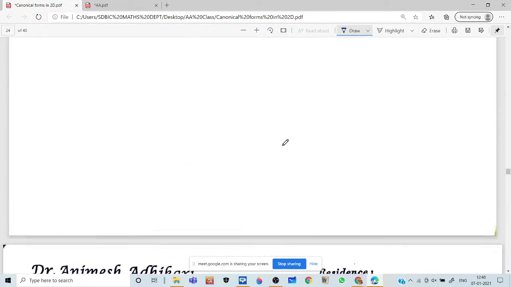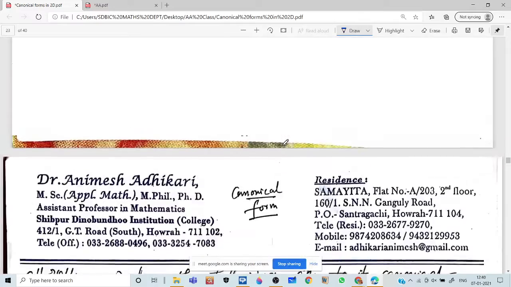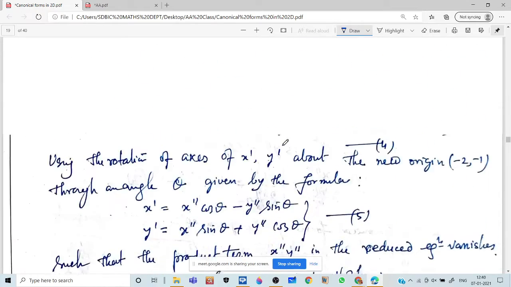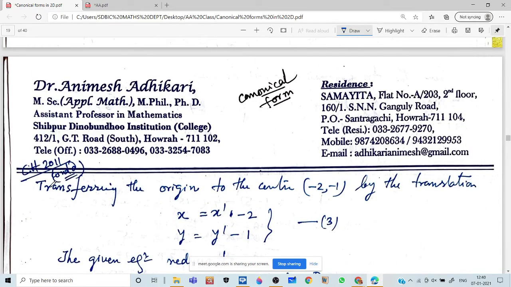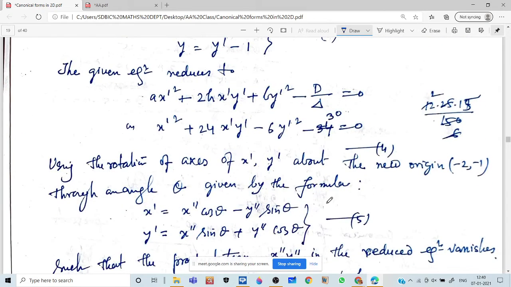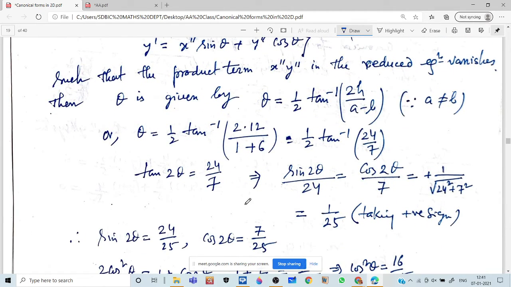2011. This is the continuation of the 2011 problem. This page is here, continuing from the 2011 problem, and this is the transformation of the given equation. Applying it here, a is not equal to b, so apply the formula tan 2 theta is equal to 2h by a minus b, and tan 2 theta is equal to this.